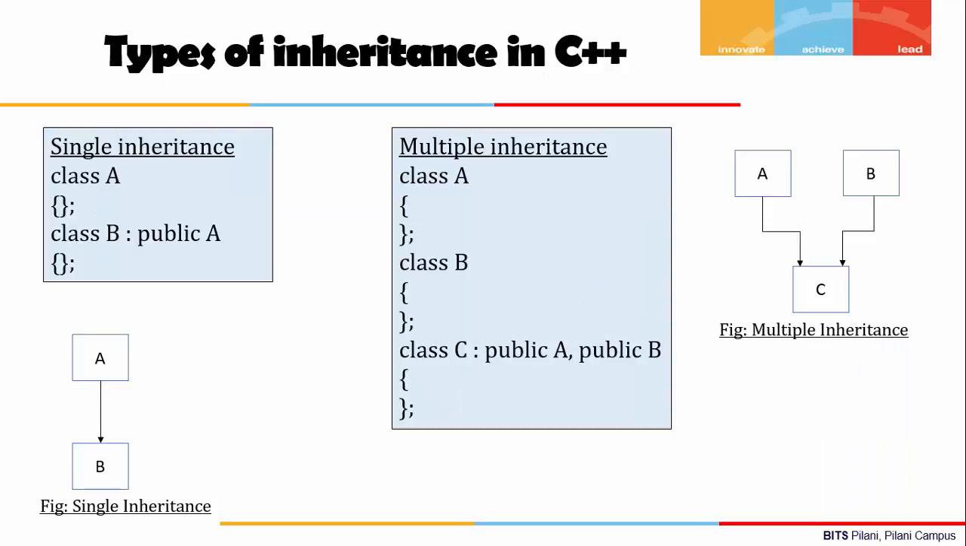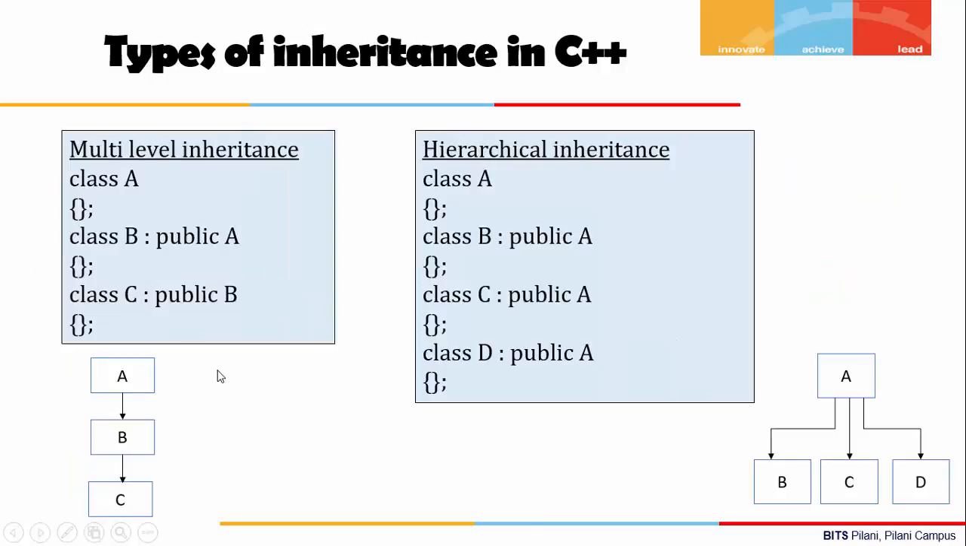Now, there can be different types of inheritance and different levels of inheritance. This is the most basic type of inheritance. In this type of inheritance, one derived class inherits from one base class. It is the simplest form of inheritance. Multiple inheritance: in this type of inheritance, a single derived class may inherit from two or more base classes. So here, one class is being derived from two base classes, public A, public B.